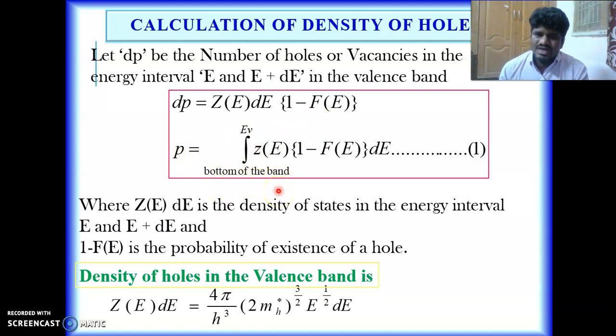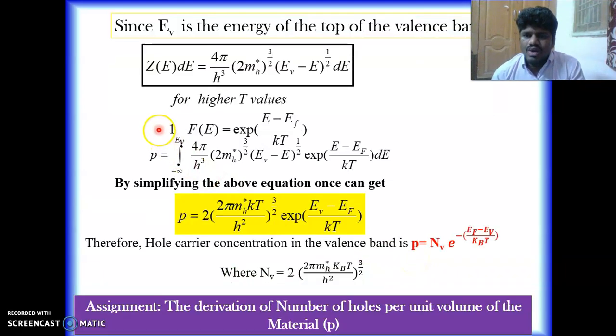We know that it is a lower value. This value may be minus infinity. And the maximum energy of the band is EV. Understand? So now we can write Z(E) dE is equal to 4π (2m_h*/h²)^(3/2) √(E) dE. Here m_h* is the effective mass of the hole. Then find the 1 minus f(E) value. Then you substitute this value and this value in the above equation.